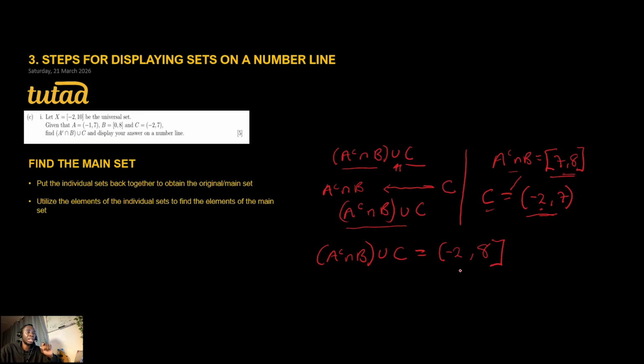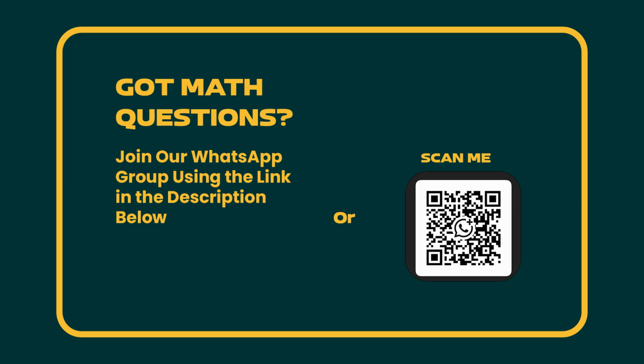Therefore, just by finding our lower boundary and our upper boundary and determining whether our lower boundary is included or not included, and our upper boundary is included or not included, we have described the set A complement intersection B union C using interval notation. We have basically found our main set. So now that we have found our main set, we have all the ingredients that we need for our final step. So let's move on to our final step.